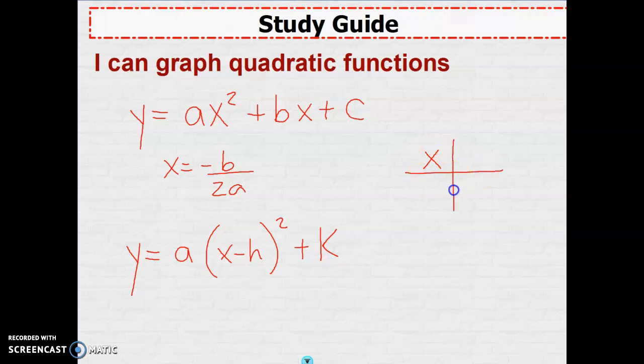So first things first, we need to find the vertex. So either form doesn't matter. We need to find the vertex first, and then we'll put that in the middle of our table and then find some surrounding points.